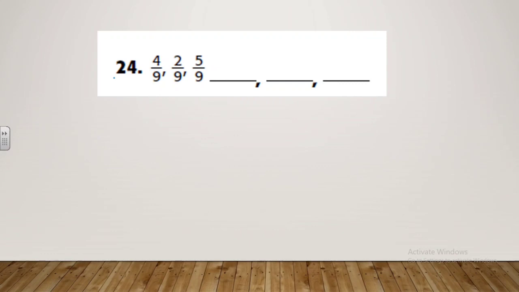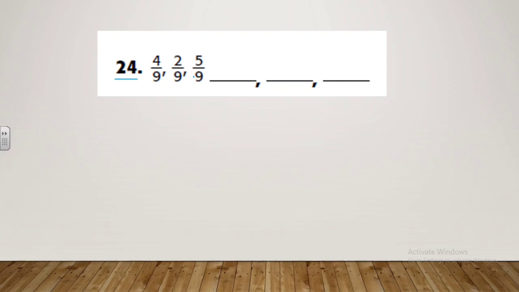Question number 24. Here he wants you to order from greatest to the least. So here we have 4 over 9, 2 over 9, 5 over 9. He already gave you the numbers in the denominator the same, so you will make only the order. That's a so easy question. So now stop the video, answer this question alone, and I'm waiting for you.